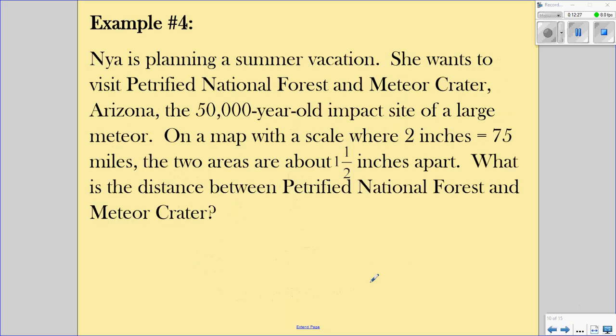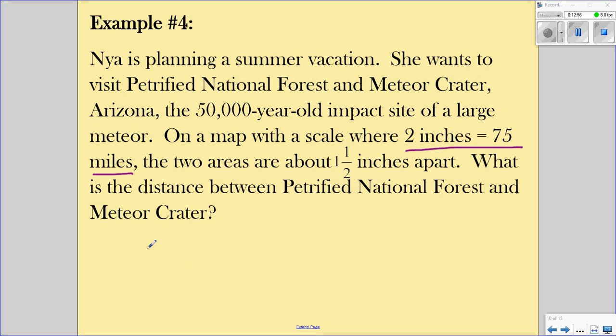Okay, next one. Naya is planning a summer vacation. She wants to visit Petrified National Forest and Meteor Crater, Arizona, the 50,000-year-old impact site of a large meteor. On the map, with a scale where 2 inches is equal to 75 miles, the two areas are about 1.5 inches apart. What is the distance between the Petrified National Forest and the meteor crater?